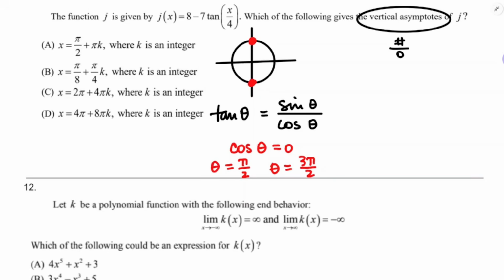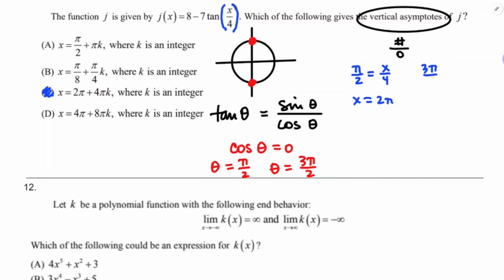We're not looking at y equals tangent theta. We're looking at j of x equals 8 minus 7 tangent of x over 4. But really what matters is that this thing here is going into tangent, and I think about when that equals pi over 2 or 3 pi over 2, that's going to cause a vertical asymptote. So I'm going to say pi over 2 equals x divided by 4. Then I'd multiply both sides by 4, and I'd get x equals 4 pi over 2, which is going to be 2 pi. I kind of know that it's probably this one, but I'll figure out what's going on with the other situation here.